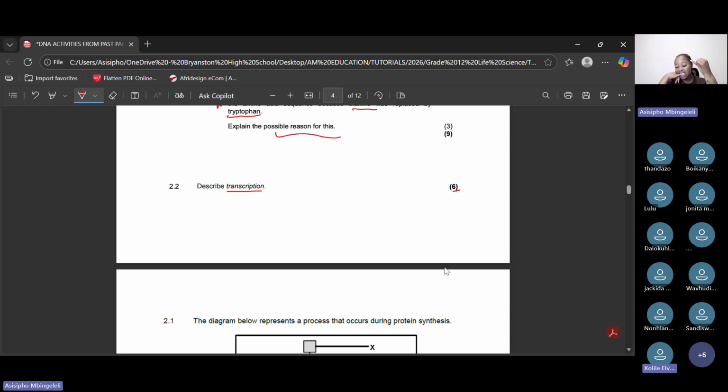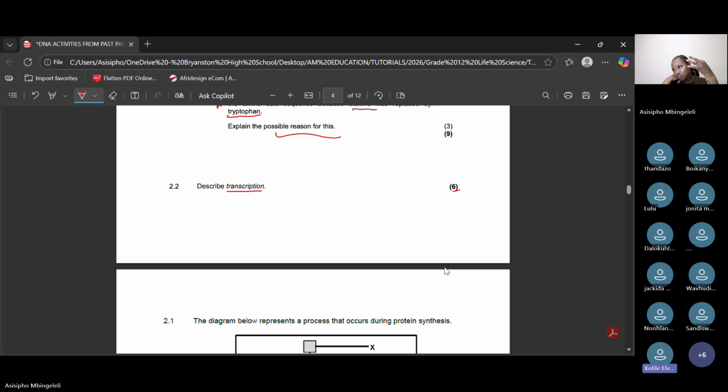Yes, you can continue. Then I said the weak hydro... What now? I probably disturbed you. After you said the DNA double helix unwinds and unzips, you mentioned that one strand of DNA is used as a template. Yes, template. Okay, then that's the second mark. Then complementary RNA nucleotides pair with exposed DNA bases. No mark there. Then mRNA is formed.